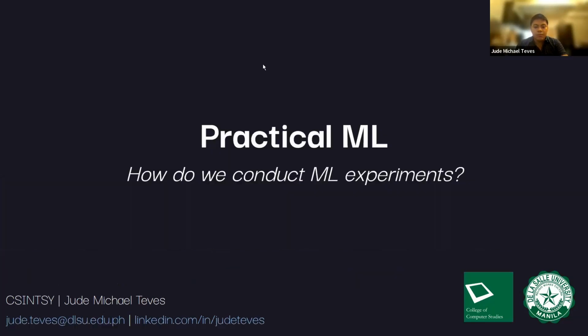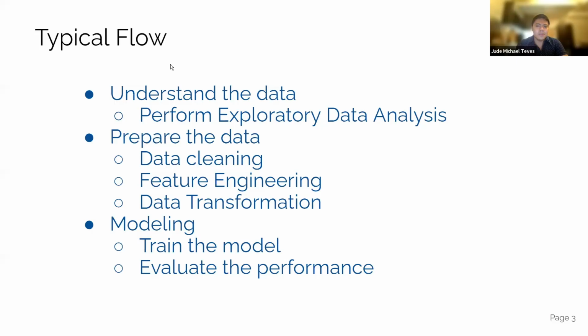Okay, so practical machine learning. How do we conduct machine learning experiments? This is a typical flow that we do when doing machine learning or AI. First, you understand the data. You have to perform exploratory data analysis and anything that might help before you do the actual work. Then you prepare the data: you do cleaning, feature engineering, data transformation, anything that you'll be needing for it to be modeling ready. Then you do the actual modeling, you train the model and evaluate it.